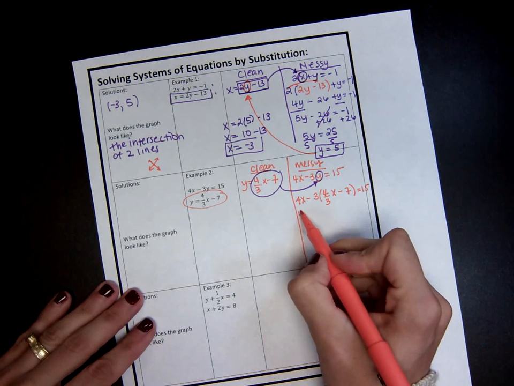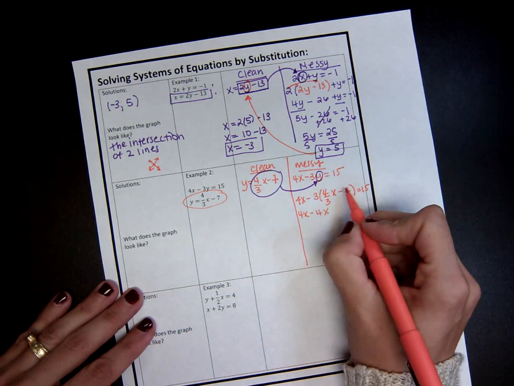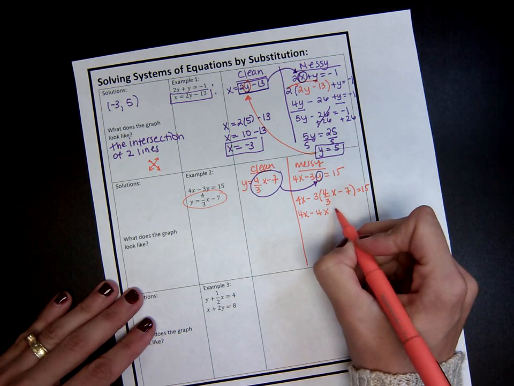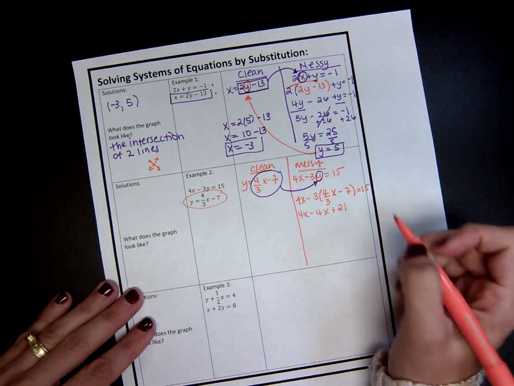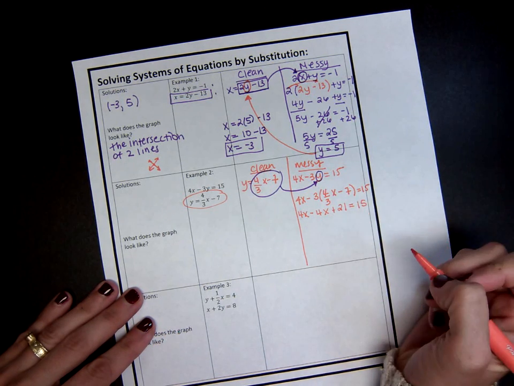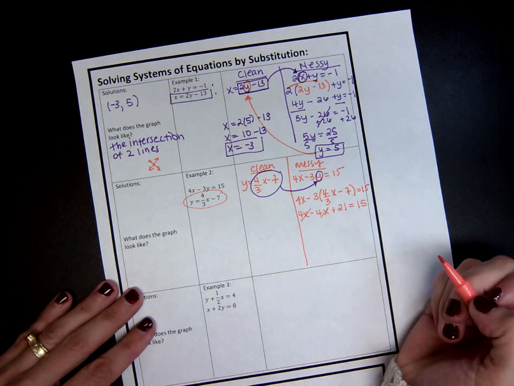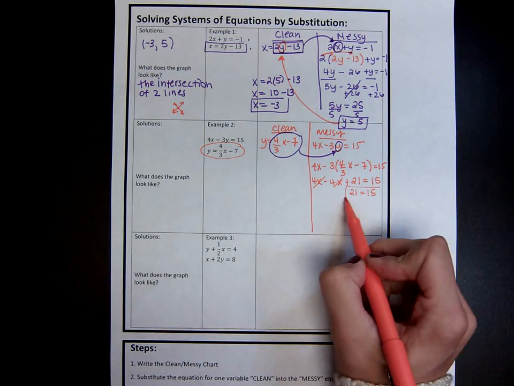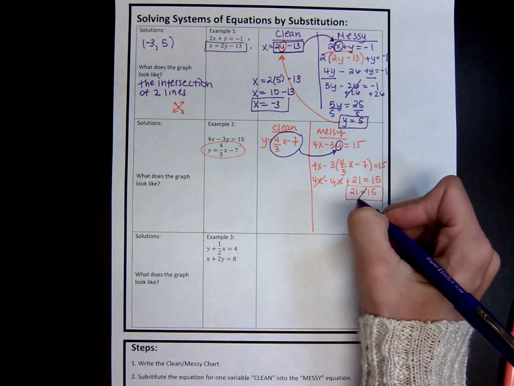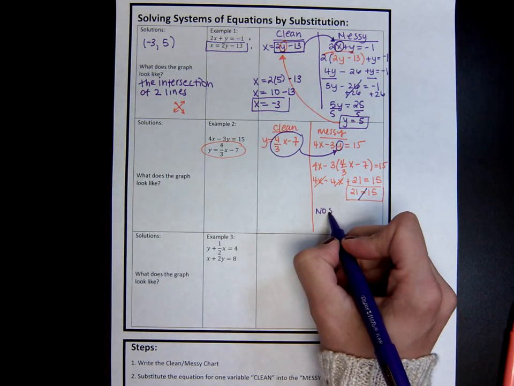So we've got to distribute that negative 3. Negative 3 times 4/3 x, that's minus 4x. Negative 3 times negative 7, that is positive 21, and it's equal to 15. So now 4x minus 4x, that's 0x, right? Those cancel, and we're left with 21 is equal to 15. Is this a true statement? It is not. 21 does not equal 15. So that means that we have no solutions.